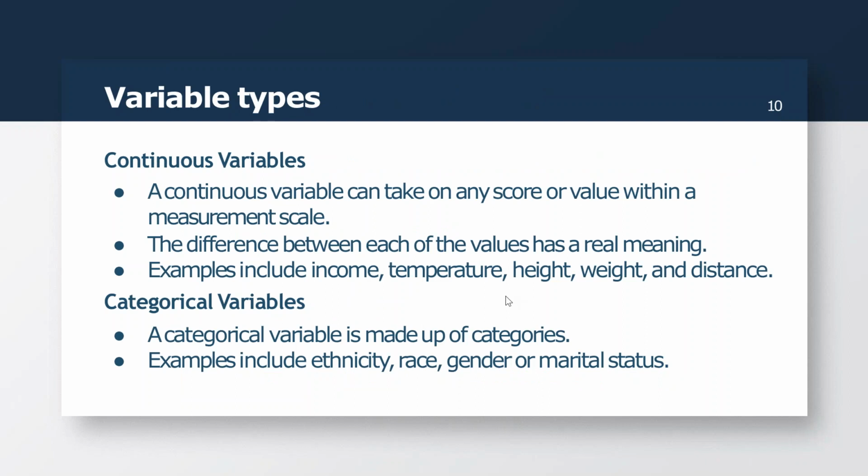So there are two kinds of variables: continuous variable and categorical variable. A continuous variable can take any score within a measurement scale. For example, you have inches and feet, right? You can take any measure in it. You can take 1 inch, you can take 2.25 inches, you can take 1 foot 3 inches, right? You can take any score, even to a decimal point.